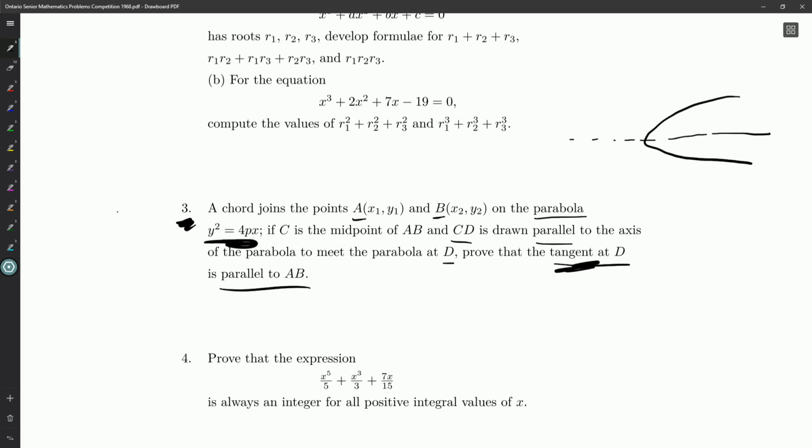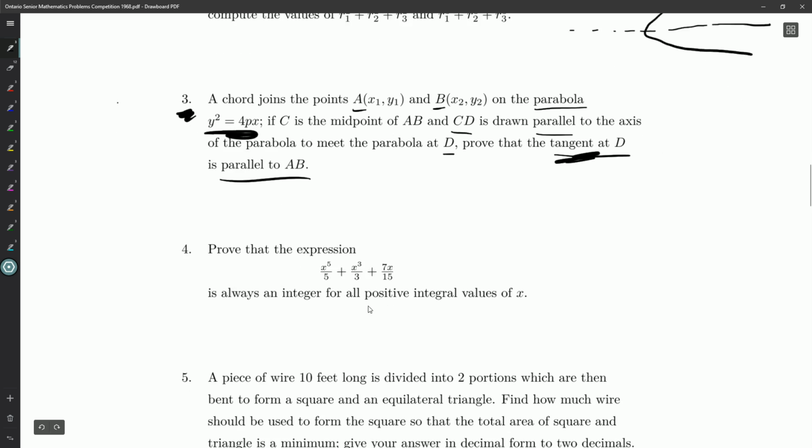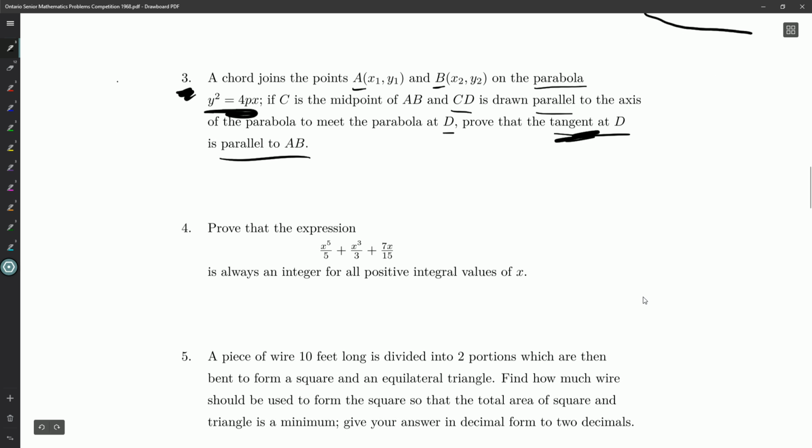Okay, up next is going to be question number 4. We'll take a look at that in the following video. Feel free to pause right now and try and do question 4 before I get to it.